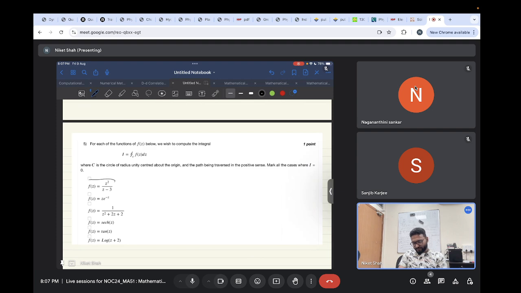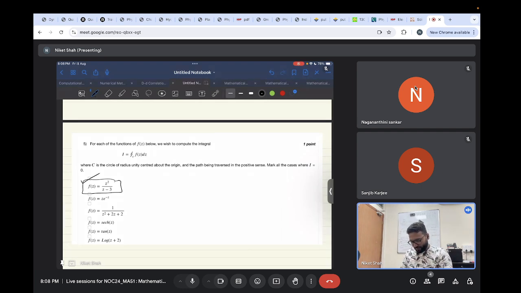So, in the first case, z square divided by z minus 3. Here, clearly, the numerator is analytic. Z square function is analytic. We know that already. Z minus 3 is the pole, but this pole lies outside the circle of radius unity. So this would be one of those cases. So you would be marking a tick here.